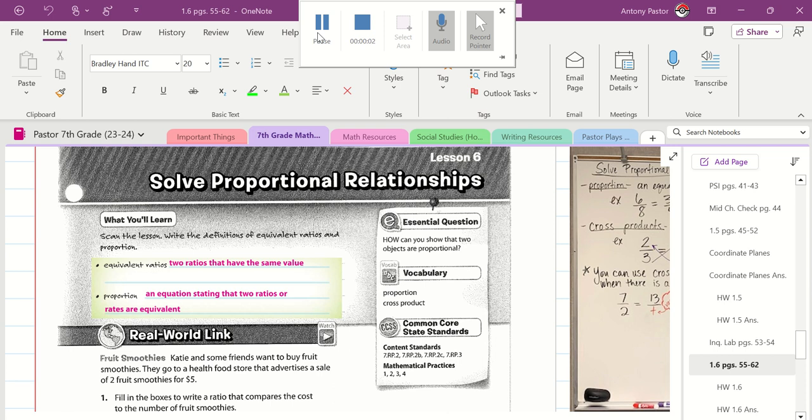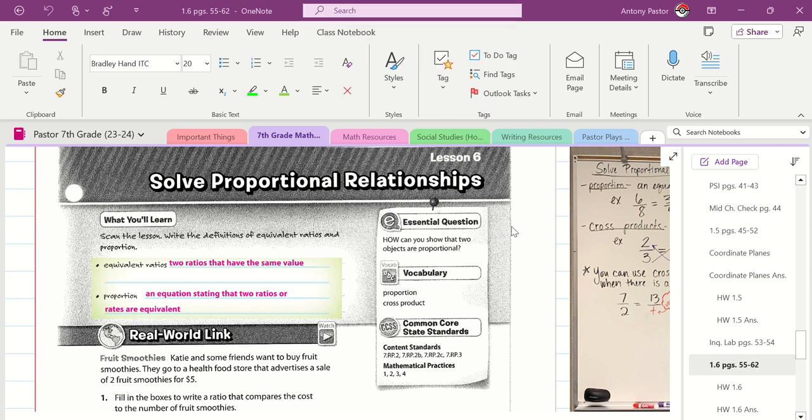Welcome to Math with Mr. P. Today we're doing 7th grade math. We're doing chapter 1, lesson 6. We are going to be solving proportional relationships. So let's take a look at our notes.